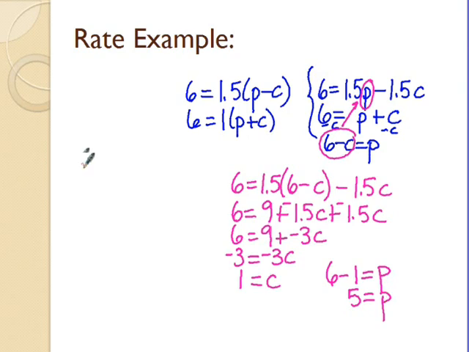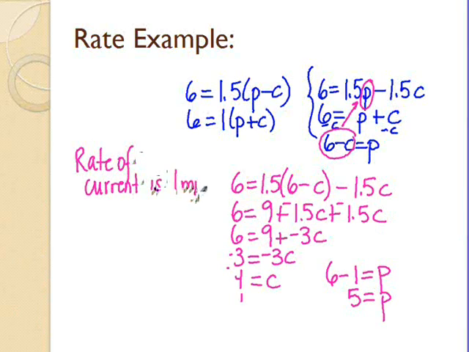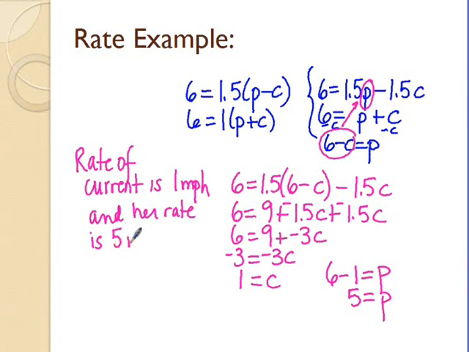Word problem, word answer. The rate of the current is 1 mile per hour. And her rate of paddling is 5 miles per hour. Okay. 1 down, 2 to go.